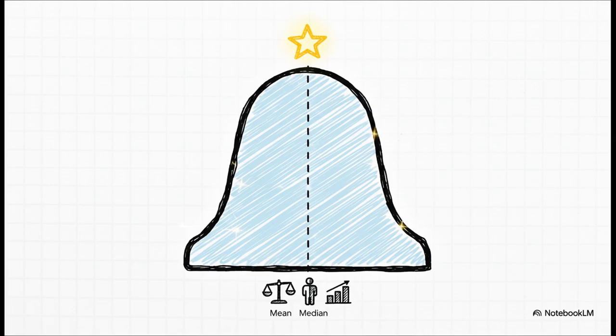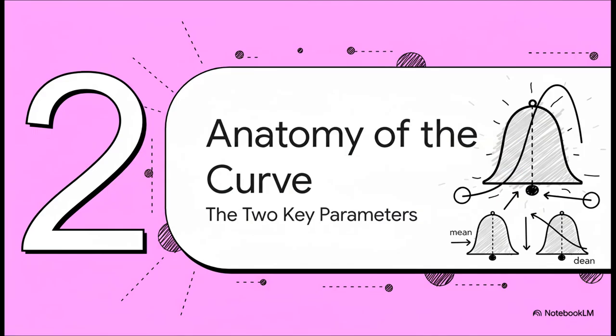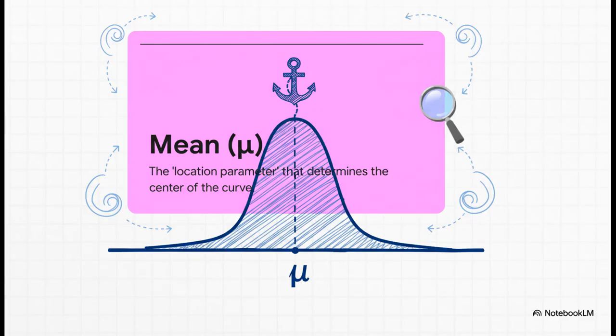Pretty neat, right? You know what's wild? To describe any bell curve in the entire universe, you only need two numbers. That's it, just two. These two parameters control its exact shape and where it sits on a graph. So let's meet them. First up, we have the mean, which you'll see written with the Greek letter mu. This one's easy. It's the location parameter. Think of it like an anchor. It tells you the exact spot on the number line where the center, the peak of the bell, is located.